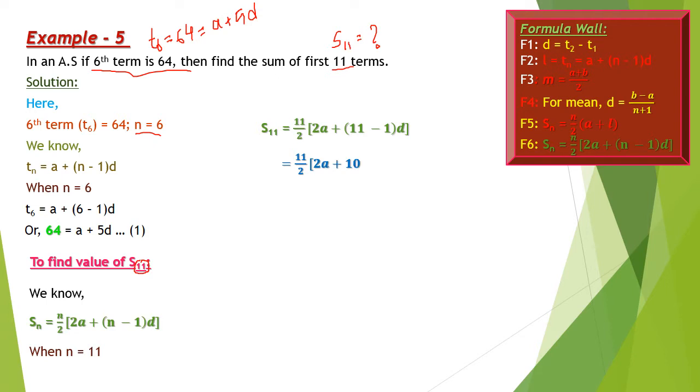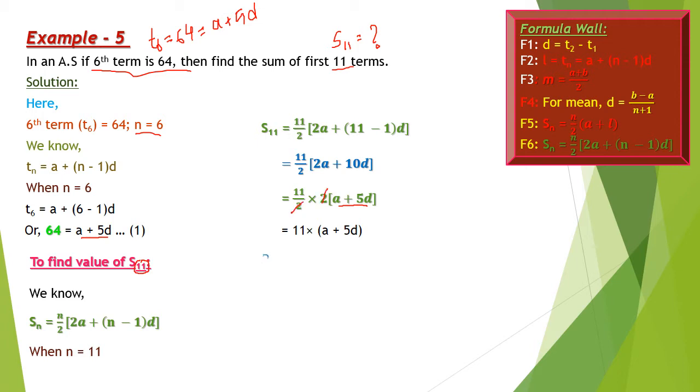So 11 by 2 bracket 2a plus 10d. Now we can take 2 common, 11 by 2 into 2 bracket a plus 5d. Isn't it? After we take 2 common, the remaining will be a plus 5d. Now see a plus 5d, that is underlined there. In equation 1 also we have a plus 5d. So putting the value of a plus 5d, after cancellation it is 11 into a plus 5d.